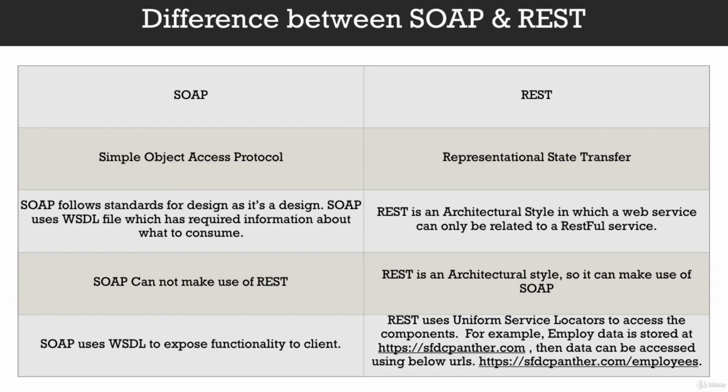Whereas REST follows uniform resource locators to access a particular component. For example, the employee data is stored on a server and the server URL is sfdcpanther.com. Then the data of employees can be accessed using a URL like sfdcpanther.com/employees, and at the end of employees we can also append the employee ID to get the information about a single employee.